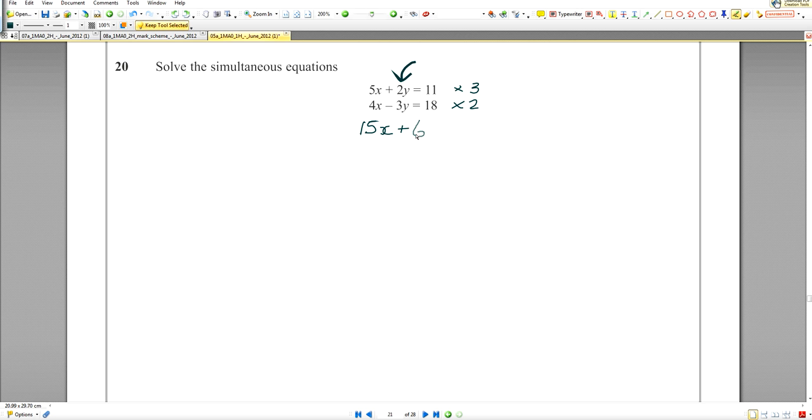3 times 2y is 6y, and 3 times 11 is 33. That's the new first equation. Second one, times that by 2. 4x becomes 8x. Minus 3y becomes minus 6y. And 18 times 2 will give us?